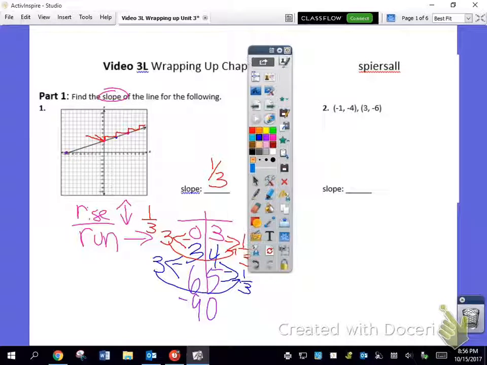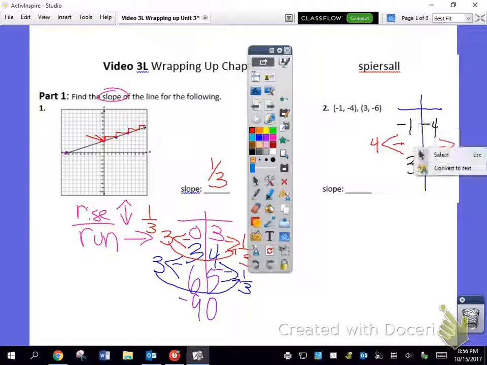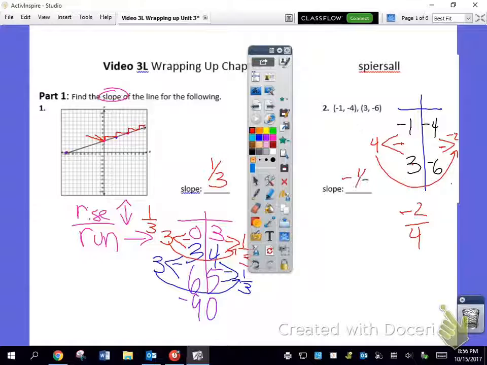Now when you're given 2 ordered pairs, you just automatically make the chart. So negative 1, negative 4, and 3, negative 6. Find your rate of change. Remember that you subtract. 3 minus negative 1 is 4. Negative 6 minus negative 4 is a negative 2. And then slide it over. So you've got negative 2 over 4. When you put that in the calculator and reduce it, it is negative 1/2.